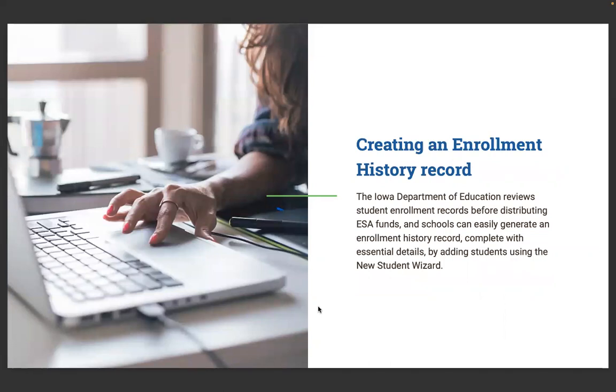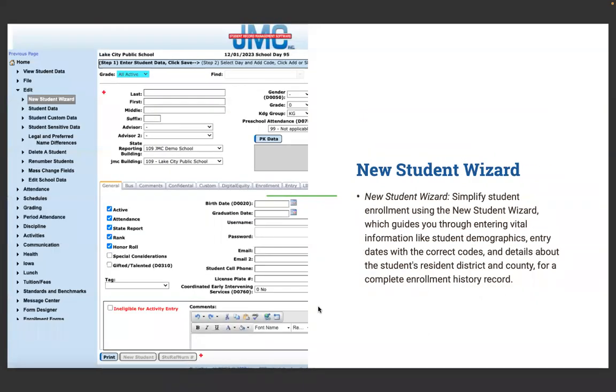The Iowa Department of Education reviews student enrollment records before distributing ESA funds, and schools can easily generate an enrollment history record complete with essential details by adding students using the new student wizard. The new student wizard is probably something that many non-publics in Iowa already use to add students to their database. But there's a whole second part to the new student wizard that some folks might not pay a whole lot of attention to, because for some it might not be completely applicable, especially for Iowa non-public schools that don't necessarily report things regularly to the state of Iowa using SRI.